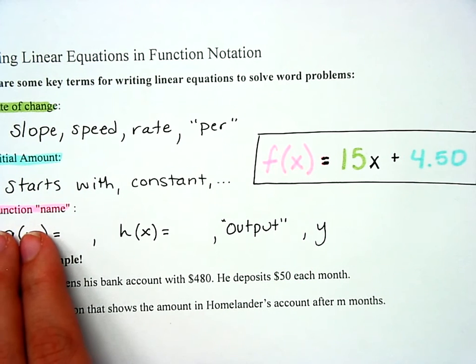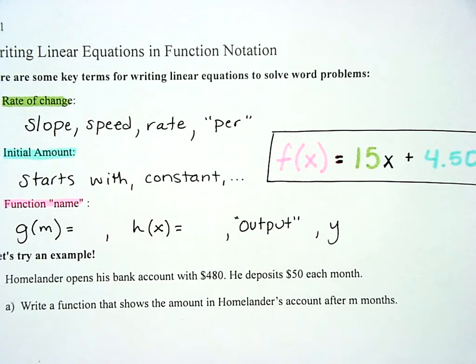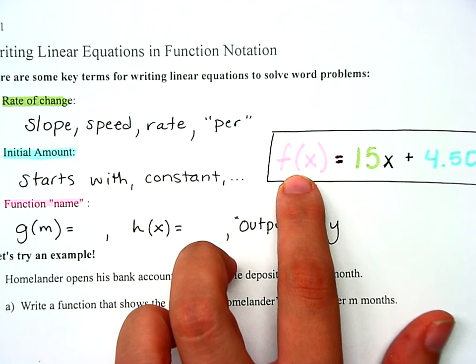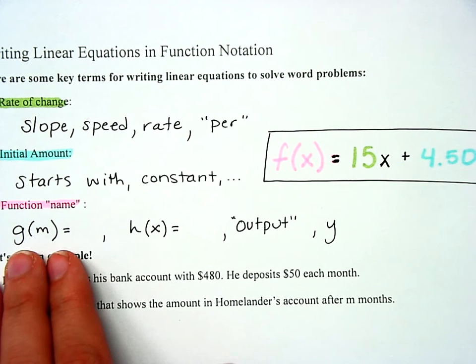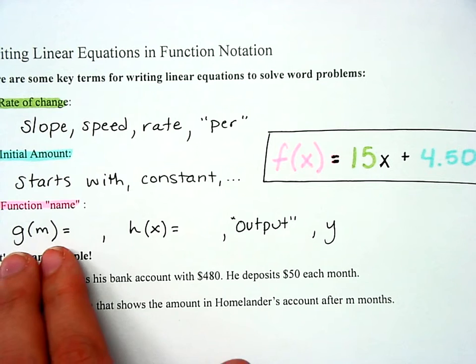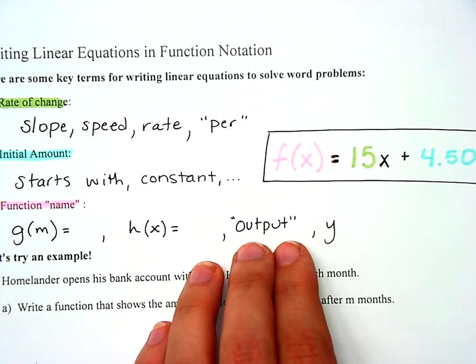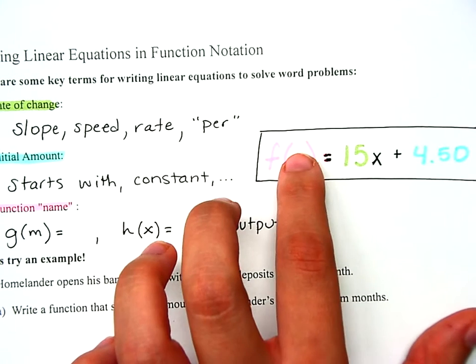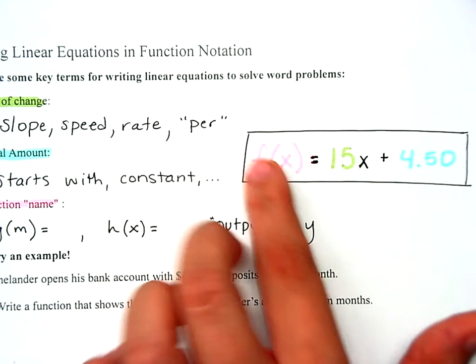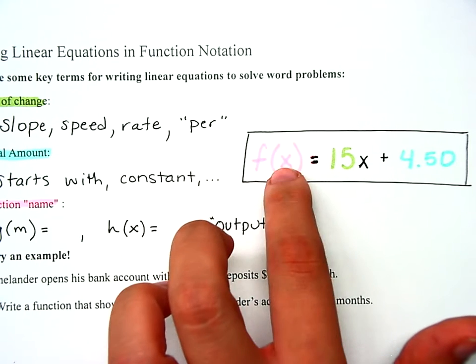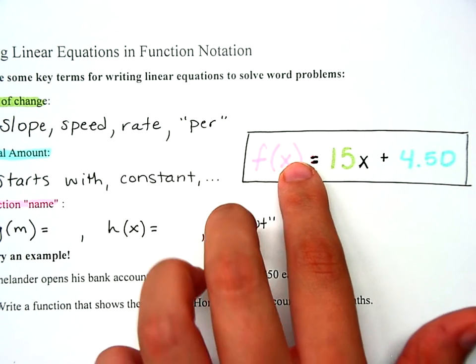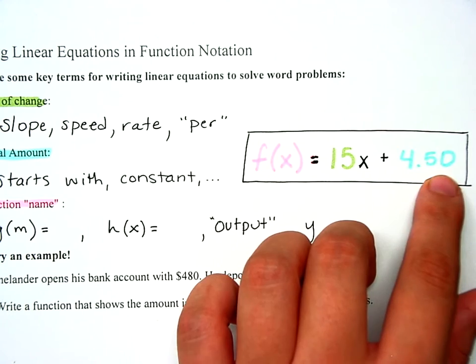The last part that's important is our function name, as I like to call it, but that's just this piece right here. It used to be y, now we call it f of x. You could say g of m, h of x. It's our output, it's our y. This is just the start of our function. Remember, we don't do any operations with this. We don't do f times x. This is just read as f of x. It's saying this is the function, okay?